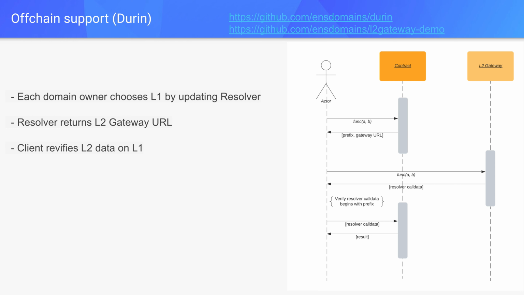And we recently announced the so-called Durin framework. This is a generic way to retrieve information from off-chain, including layer 2.